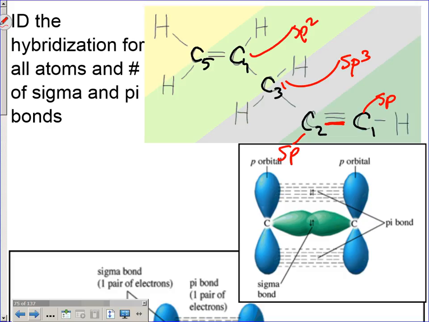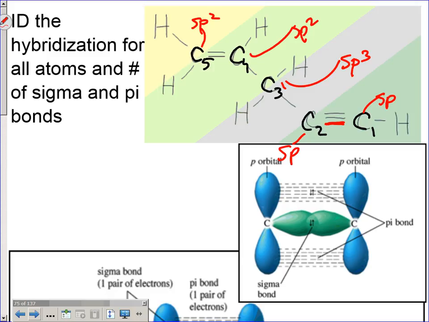Pi bond is what you call the top and bottom, okay? What's this one? sp2, because there's 3 electron domains. What's happening to the free p orbital? Pi bonding to make our double bond. That's what you need to be able to do, like that. But you won't be able to visualize it unless you drew some of my structures here.